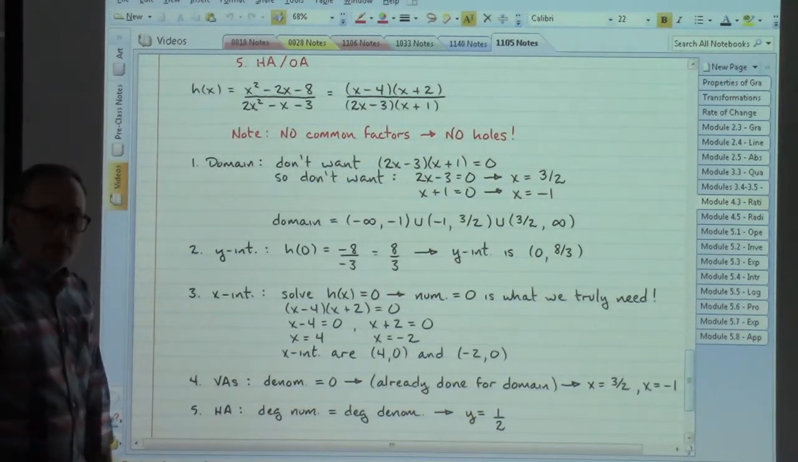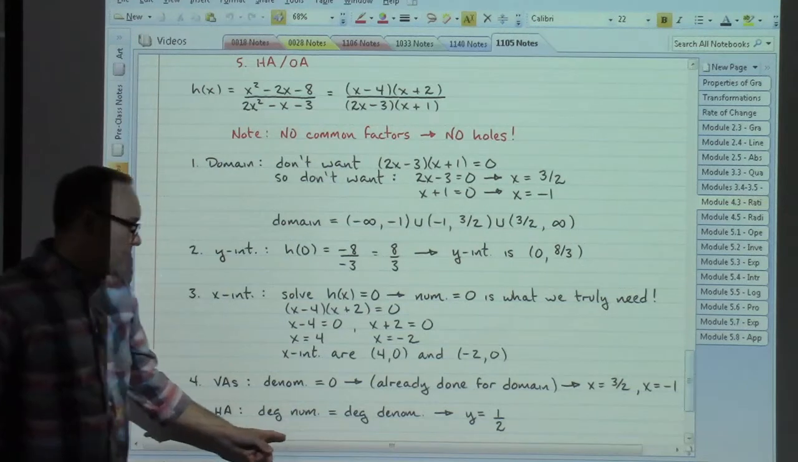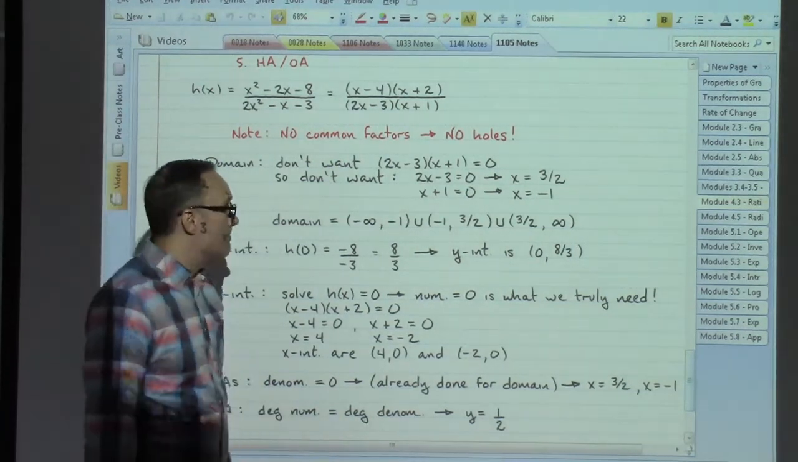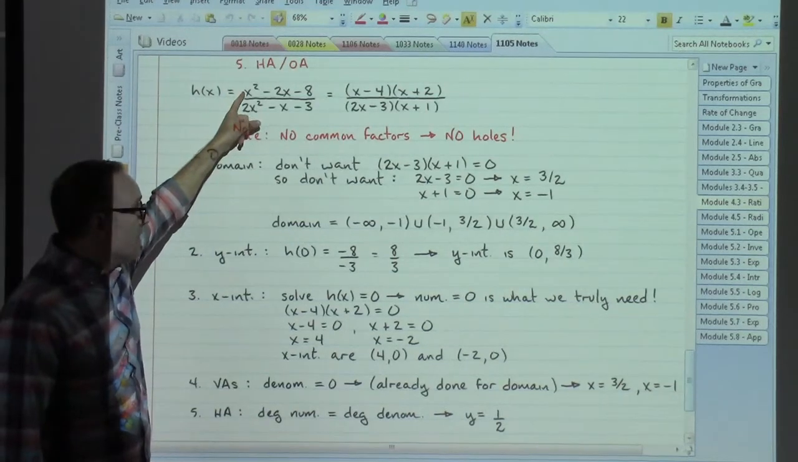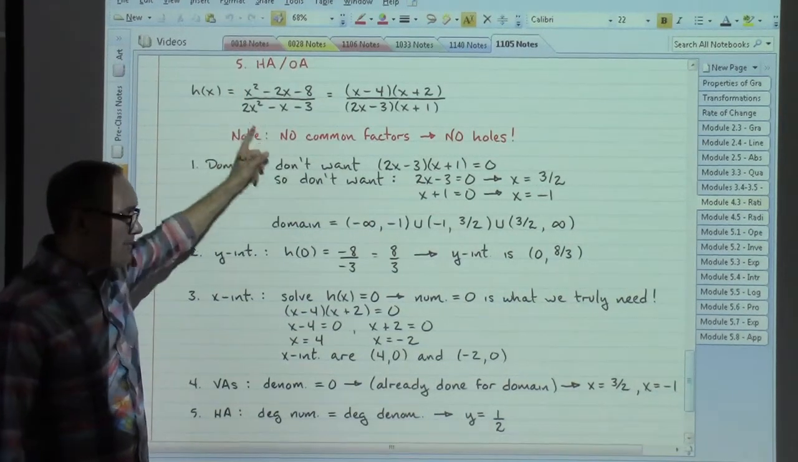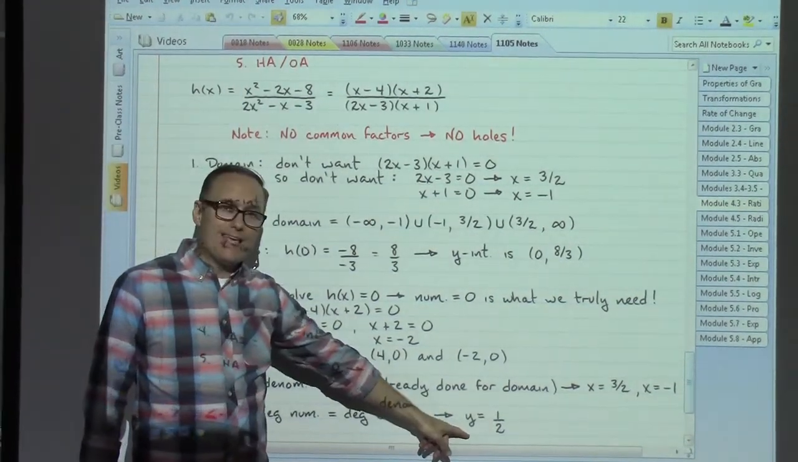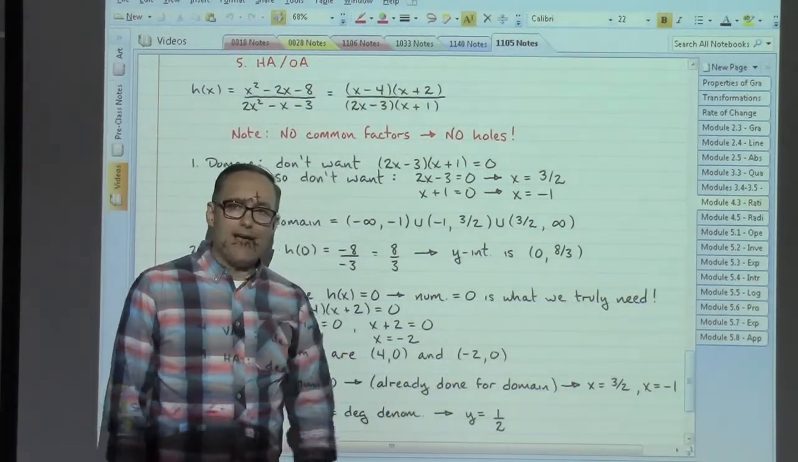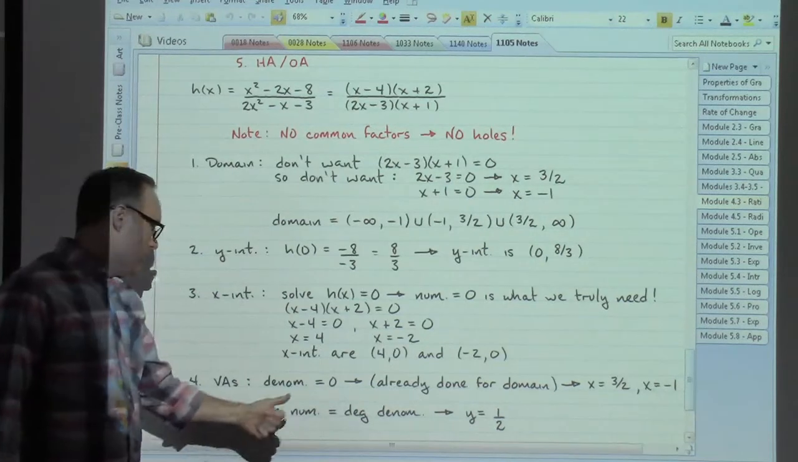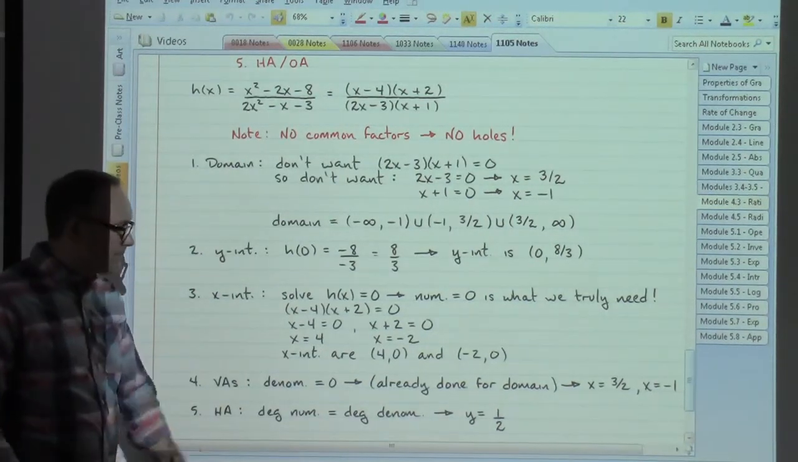Leaving us with the horizontal asymptote. Degree of the top, degree of the bottom are the same. So we come back to that original function. Leading coefficient on the top is 1. Leading coefficient on the bottom is a 2. Therefore y equals, don't forget the y equals, 1/2. There's our horizontal asymptote showing up.